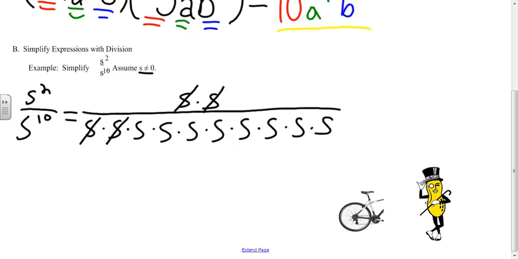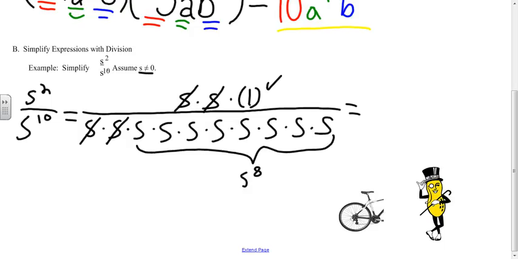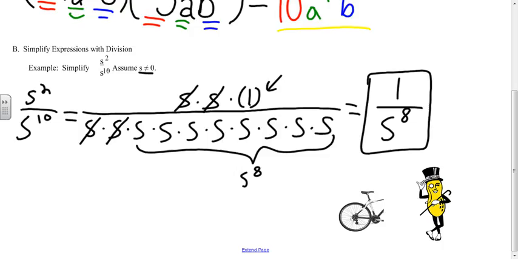Now on top, again, like before, we have a hidden 1 here, 1 being multiplied by this. So in the end, we'll count up that we have 8 s's left on bottom, and the 1 is still what's left on top. So our answer becomes 1 over s to the 8. So this would be our answer in this problem.